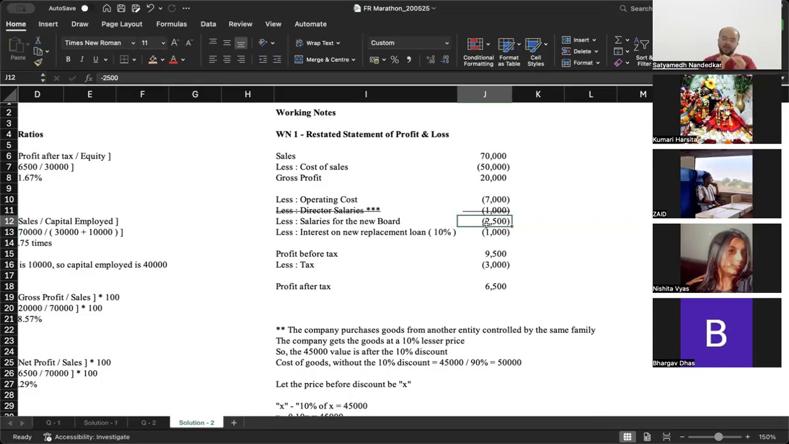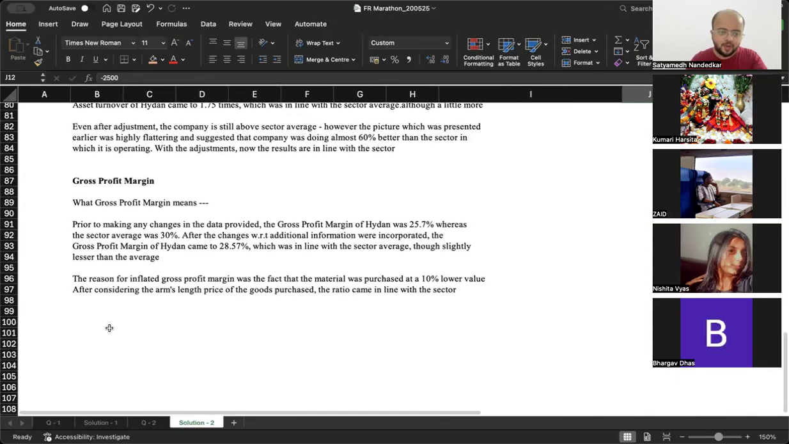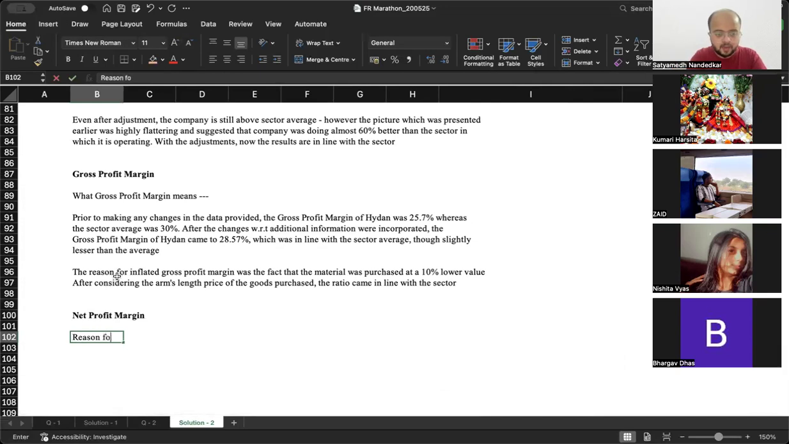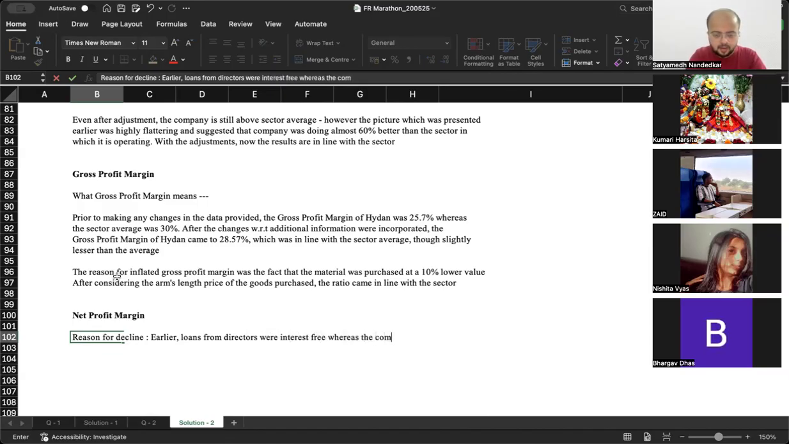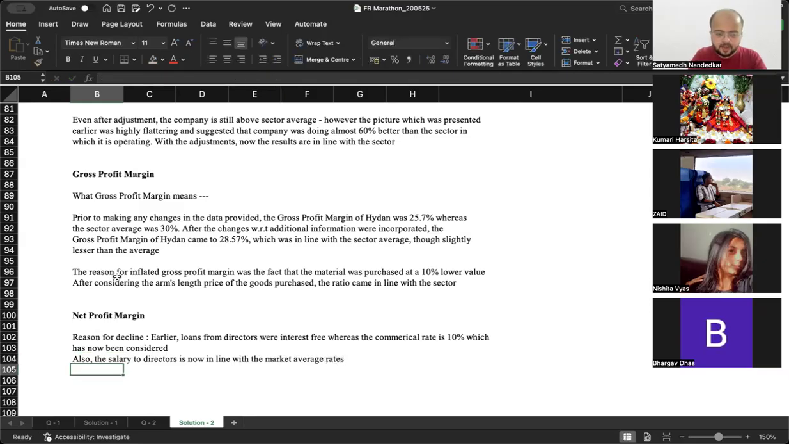So your quality of answer will depend upon identifying these points. ठीक है? So net profit margin में आपका explanation of net profit margin and factual data को state करना, that would be say for 1 mark, and the reason for decline क्या है? Earlier loans from directors were interest free, whereas the commercial rate is 10%, which has now been considered. Also, the salary to directors is now in line with the market average rates. ठीक है.